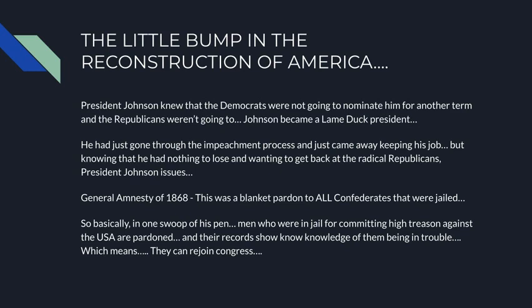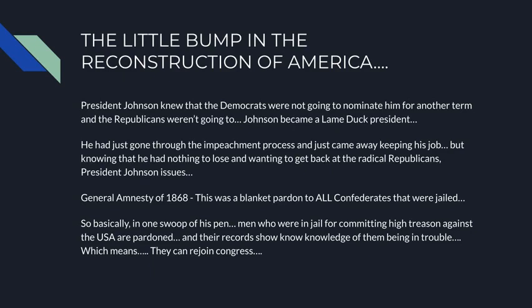So basically, in one swoop of his pen, men who were jailed for committing high treason against the United States are now pardoned. They're released of all their crimes. And not only that, their records will show no knowledge of ever being in trouble, which means some of them can rejoin Congress, right? And this is huge, right?